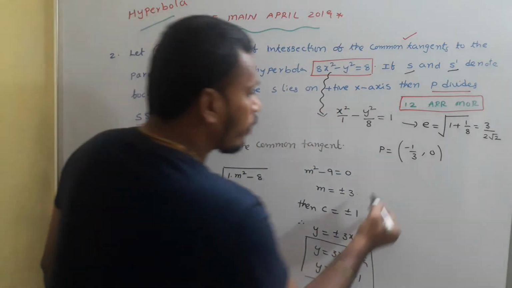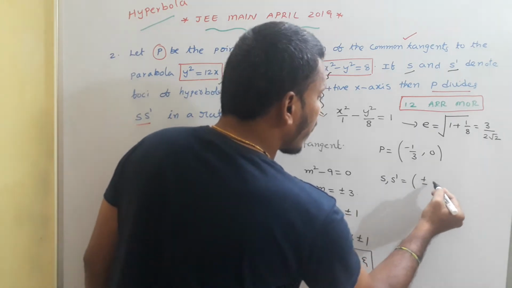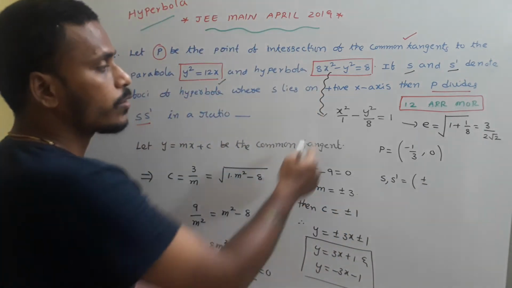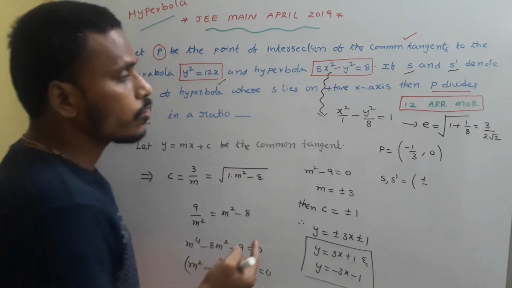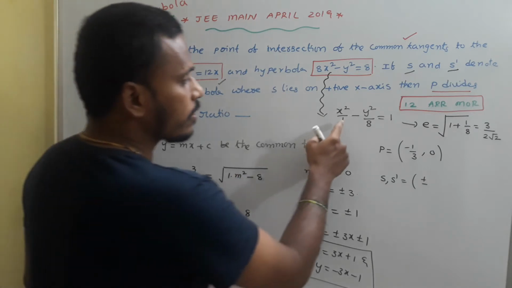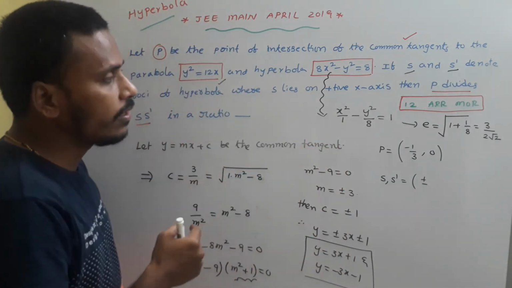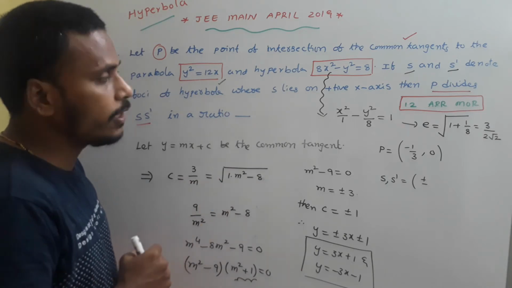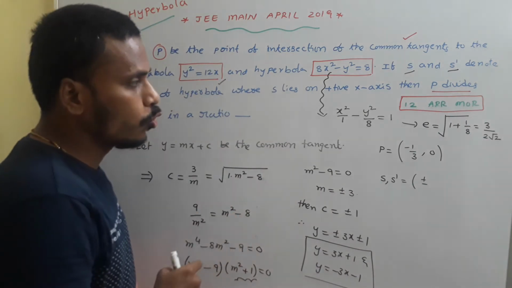Okay. Then the foci S, S dash is equal to plus or minus AE. A square is 1 and e is 3 by 2 root 2. So plus or minus, no, you adjusted it. Yeah, this is A less than B, right? So since A is less than B, you need to go with plus or minus B. So B square is 8 and B is 2 root 2.